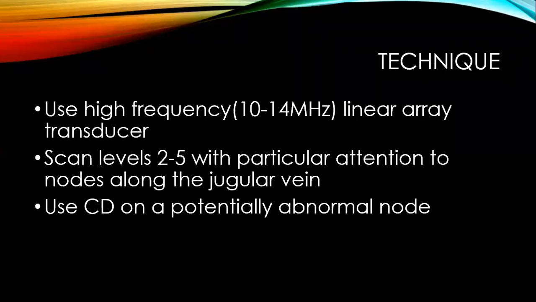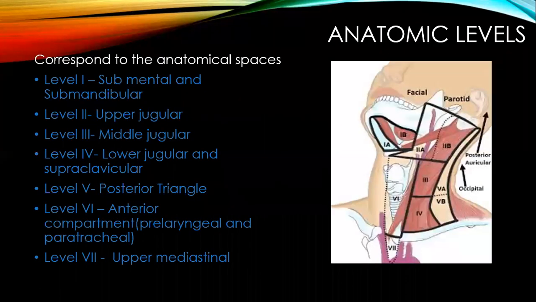So we use a high-frequency linear probe for assessing our lymph nodes. And we have to scan from level 2 to 5 with particular attention to nodes along the jugular vein, which is called the jugular chain. And we have to use color Doppler on any potentially abnormal lymph node. Our anatomical levels correspond to our anatomical spaces. So we've got level 1 up to 7, but some can just use level 1 up to level 6.